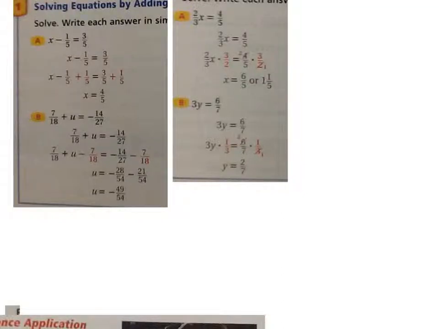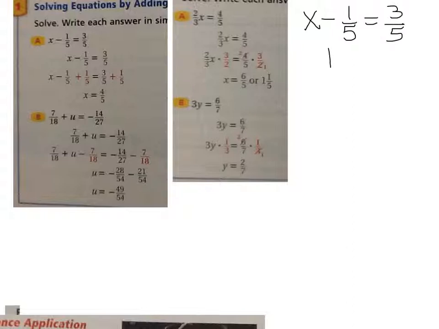Okay, so look at the first one. It says x minus 1/5 equals 3/5. All right, so we want x by itself, right? So to undo or make it so the minus 1/5 is gone, what do we do? We do the inverse operation of minus 1/5, which is plus 1/5.